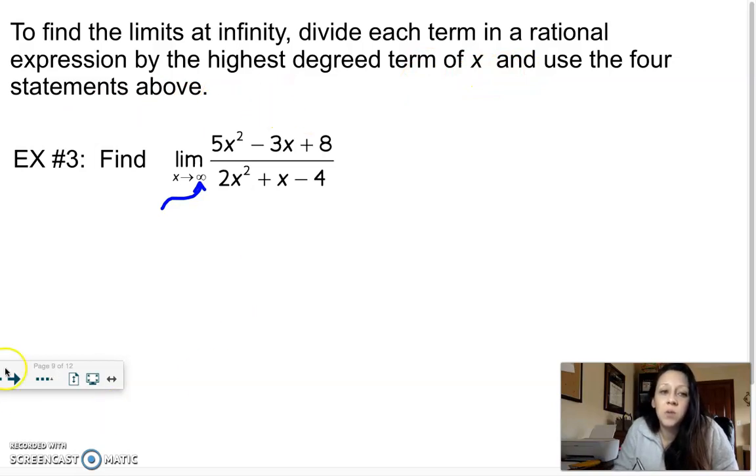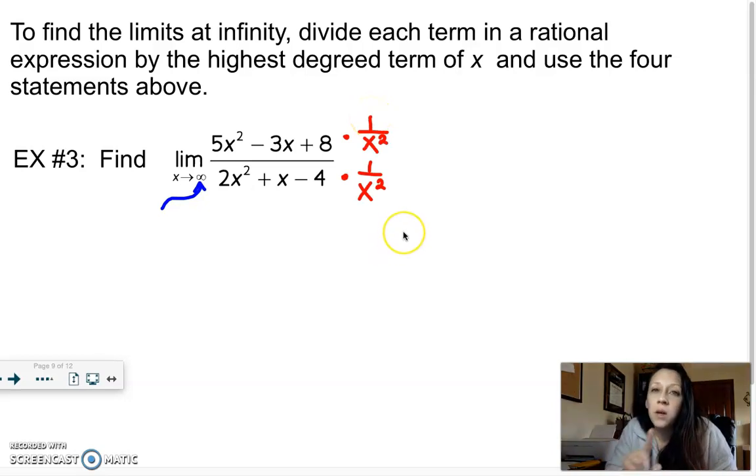The four statements were on the last slide. Here's what I'm going to tell you to do. Instead of dividing each term, we're going to multiply each side of our function by 1 over x squared. By the way, that is legal algebraically because I did the same thing on the top and the bottom. Also, I chose x squared because that was the largest degree on the bottom of my function.